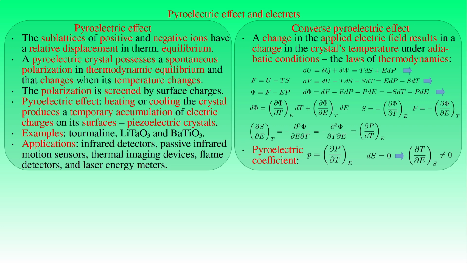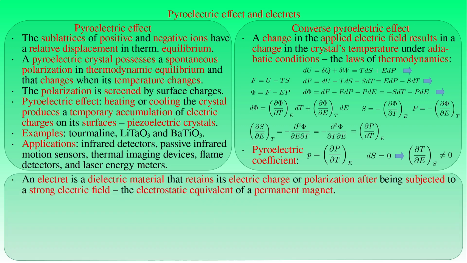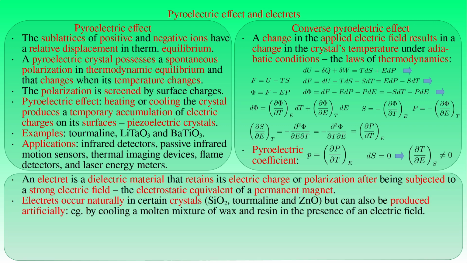Dielectrics with permanent polarization are known as electrets by analogy with permanent magnets. In other words, an electret is a dielectric material that retains its electric charge or polarization after being subjected to a strong electric field. Electrets occur naturally in certain crystals, such as quartz, tourmaline and zinc oxide, but can also be produced artificially. We can produce an electret, for example, by cooling a molten mixture of wax and resin in the presence of an electric field.